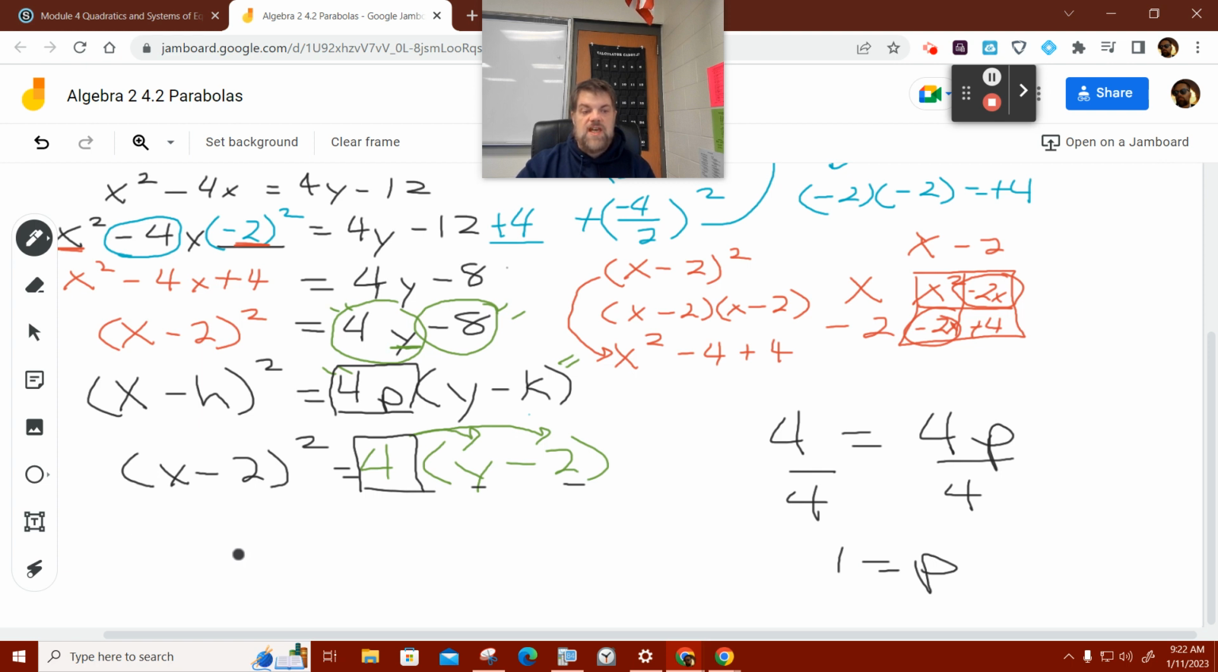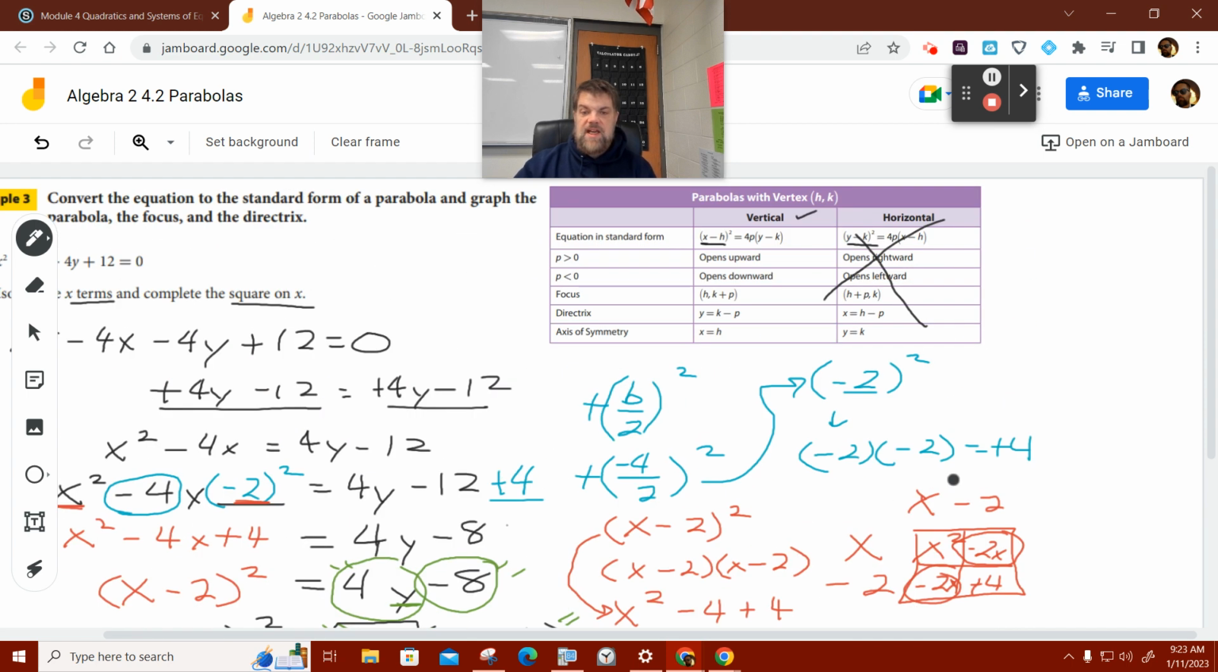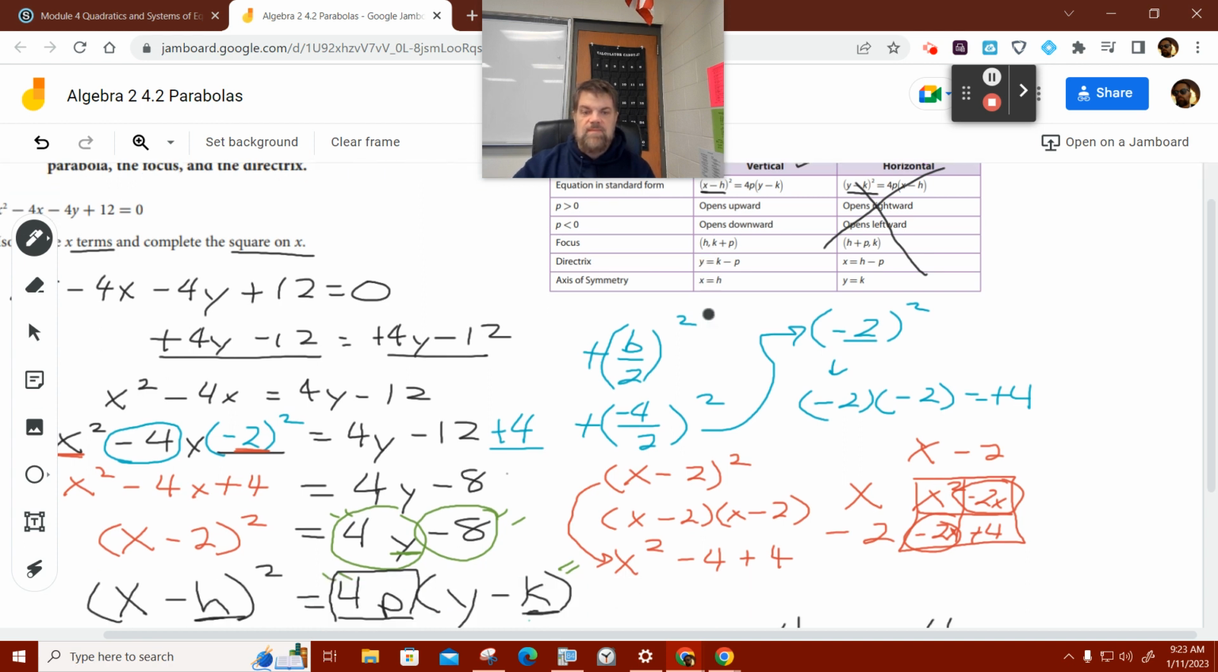Well, what's my h and k? h is equal to whatever this value is, 2. k is equal to whatever this value is, right here. k, k, h, h. And I have p. So now that I have p and h and k, I can find the focus. What's the focus? Well, the focus is (h, k plus p).